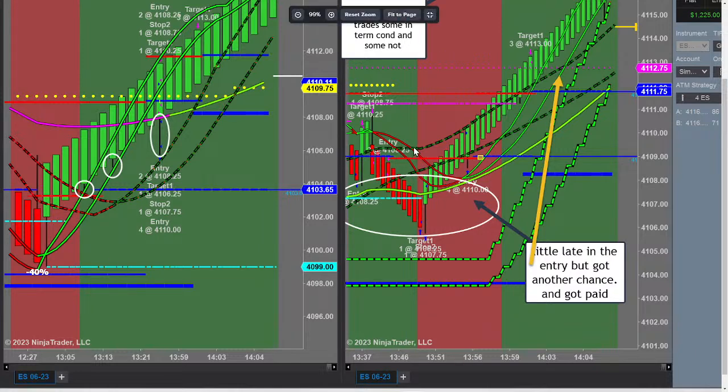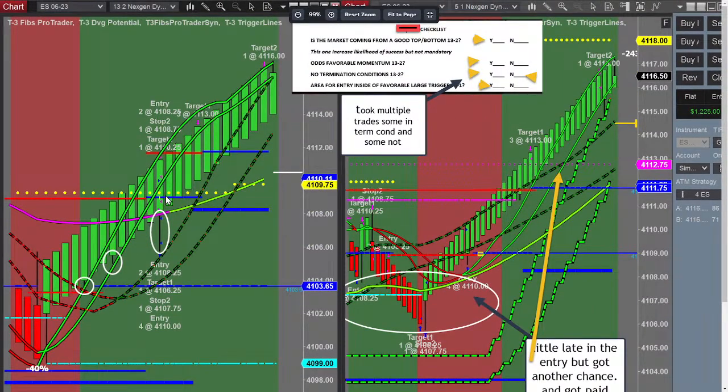And this is where I need your rules, right? Because I've got odds favorable, I've got no termination conditions. And Safia, you went short against momentum. You went short against trigger lines, right? Write your rules on there. Remind yourself that that trend is your friend, that that momentum is advantageous.